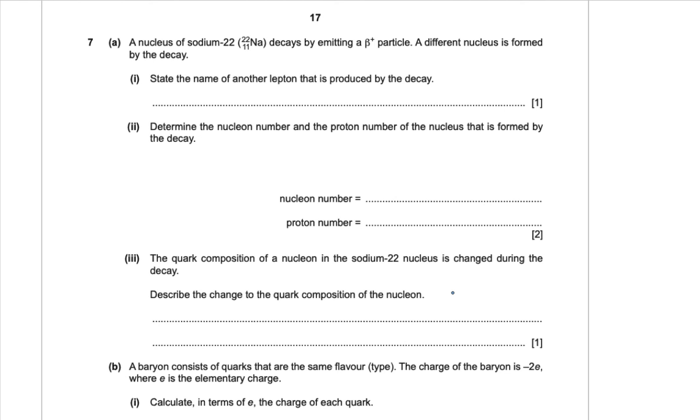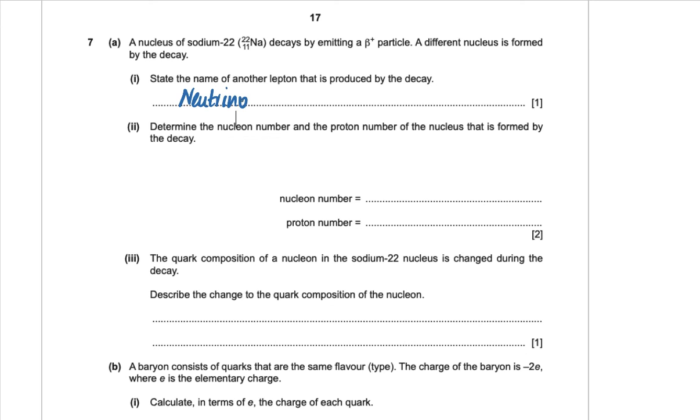A nucleus of sodium-22 decays by emitting a beta plus particle. A different nucleus is formed by the decay. Part 1, state the name of another lepton that is produced by the decay. So that's a neutrino, which is a constant for beta plus decay. So whenever a beta plus decay takes place, a neutrino is produced. So another lepton is the neutrino.